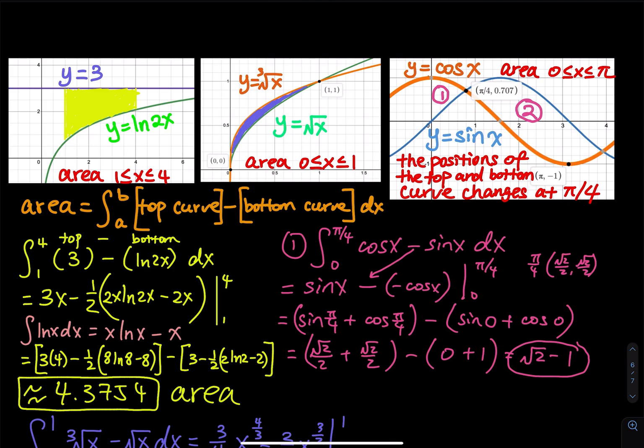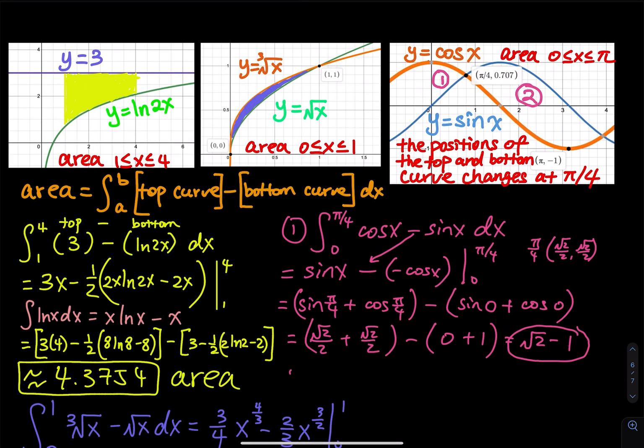For number 2, do you see that the position changes, the top and bottom? For number 2, now sine is on top, and cosine is on the bottom. So what I'm going to do next for number 2 is go from pi over 4 to, actually not to 1, from pi over 4 to pi, and this time it is a sine minus a cosine. So we have a sine of x minus cosine of x dx, because the top and bottom swap.